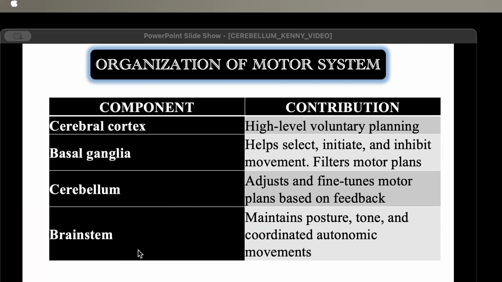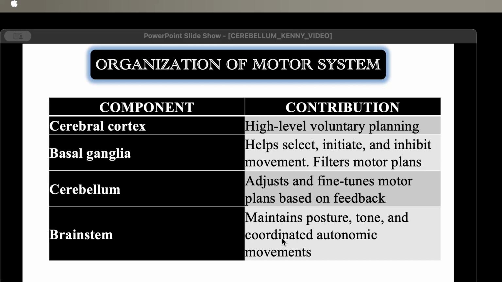Then we have the brainstem here, and in motor organization, I want you to notice this, that it has a lot of functions. You know that the brainstem, we discussed it in previous sections. It has a lot of nuclei. It is also a pathway between the cerebrum and the lower central nervous system. But in the case of the motor, what is the motor contribution of the brainstem? So it maintains posture and tone.